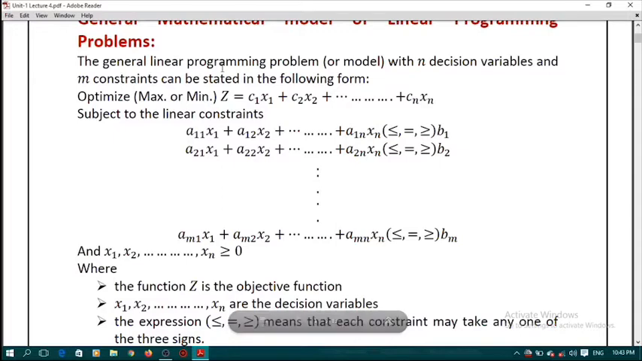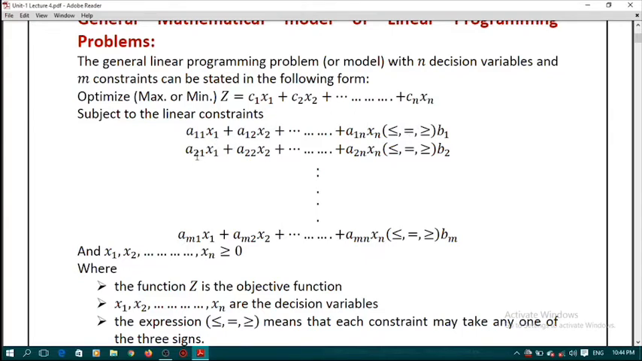The general linear programming problem or model with n decision variables and m constraints can be stated in the following form. Optimize, maximum or minimum, z is equal to c1x1 plus c2x2 plus so on plus cnxn, subject to the linear constraints a11x1 plus a12x2 plus so on plus a1nxn, in a bracket less or equal to, greater or equal to, b1. So here we have three different terms: two inequalities, less or equal to, greater than or equal to, and one equality, that is equal to.